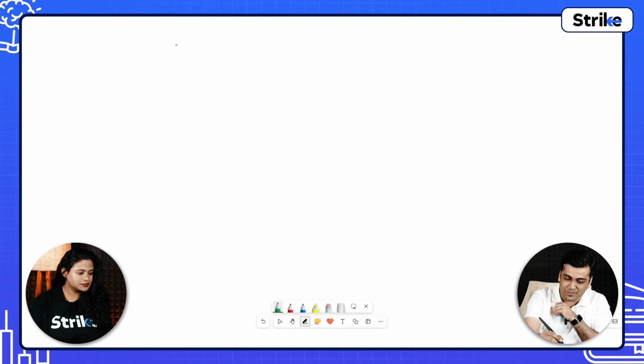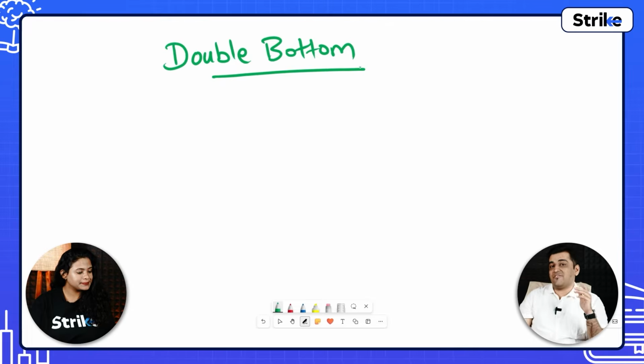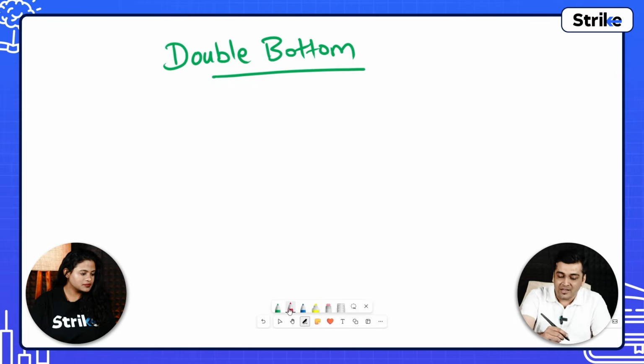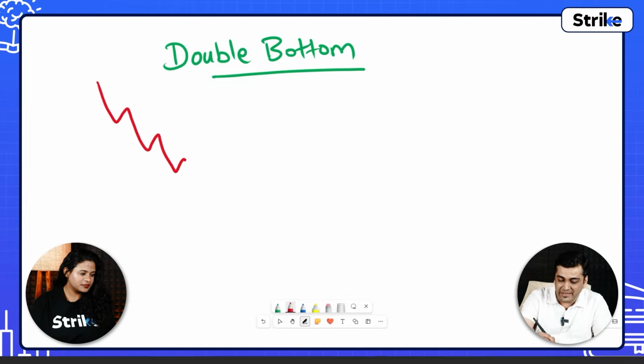And in reversal patterns, my favorite pattern, it's a bullish pattern. I'll start with the bullish pattern, and that pattern is called double bottom. It is a trend reversal pattern. So let me explain the setup first, and then we'll also look at real life examples. The setup is very clear. It's a reversal pattern, so by now you have already learned that the initial trend should be down.